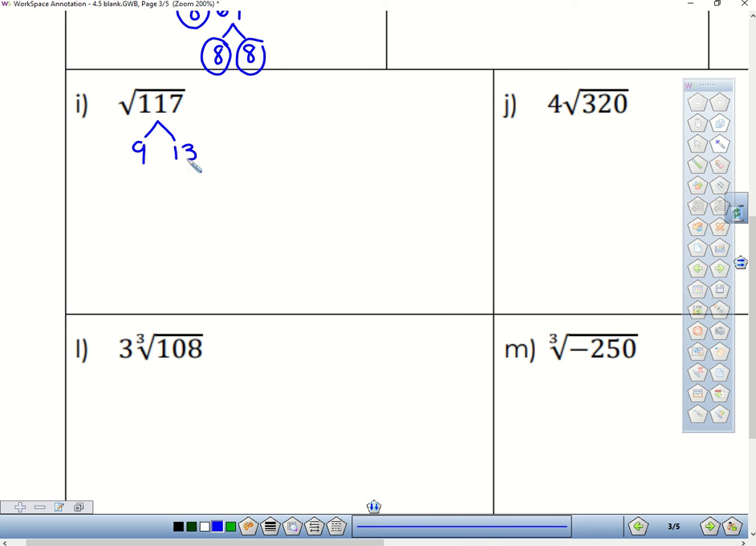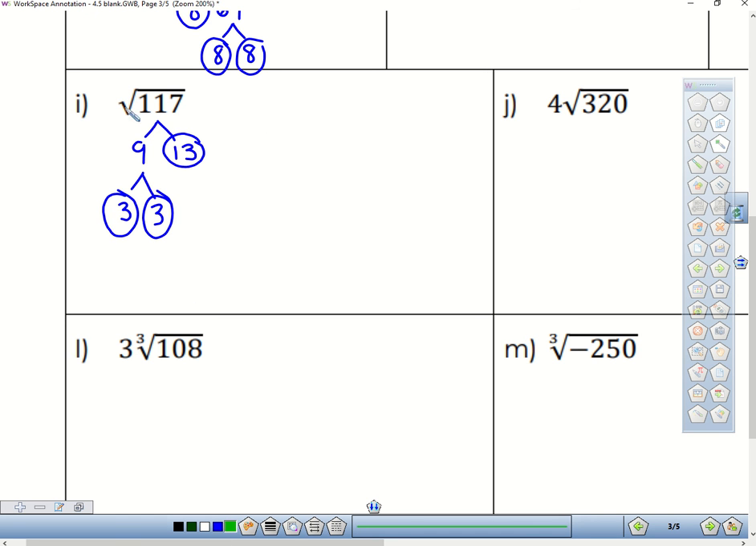Okay. Now, is 13 a prime number? Yeah. You can't break it up into anything. Well, you can break it up into 1 and itself, but that's prime. And then what can 9 break up into? 3 and 3. So now we have a pair of 3s and a loner 13.